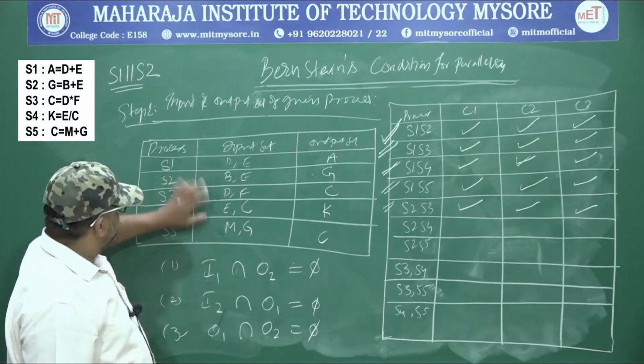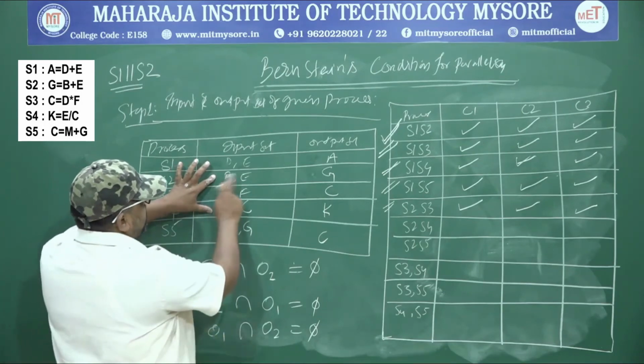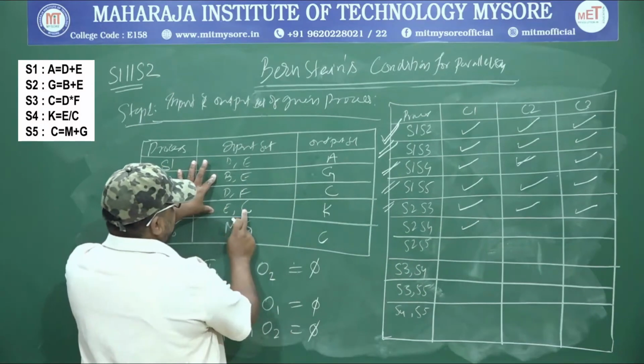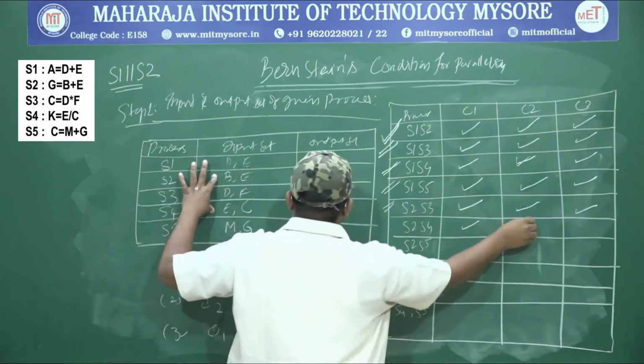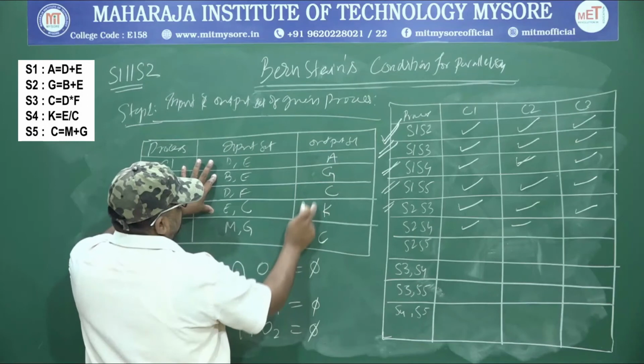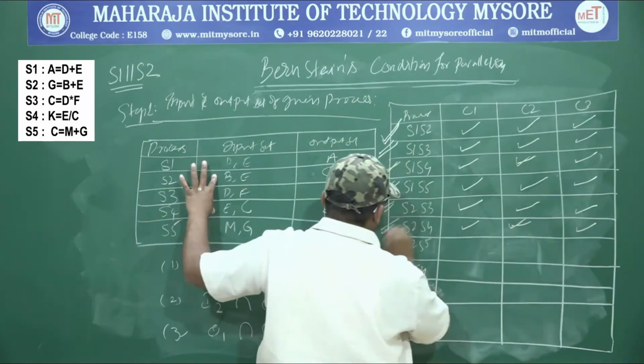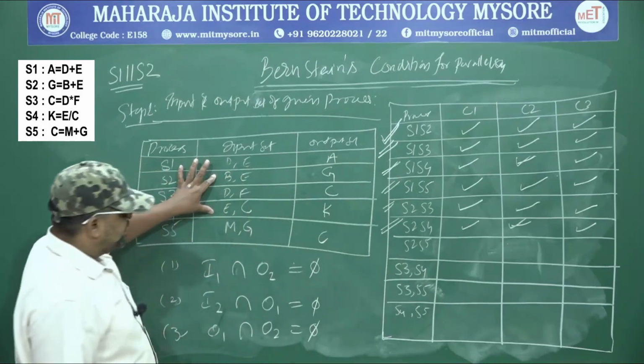The next one is 2 and 4. 2 and 4, BE and K. Yes, input is EC, output is G, right? Again 2 and 4 is G and K, it is a tick mark. So this can be executed parallelly, right?